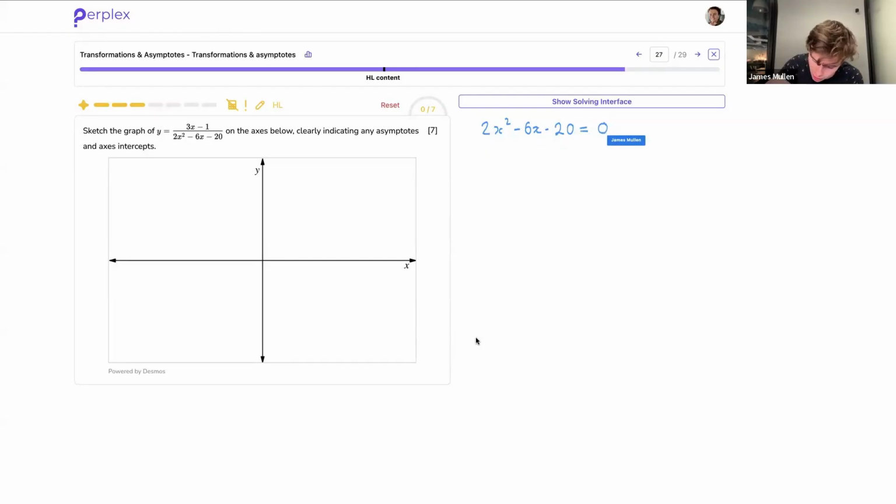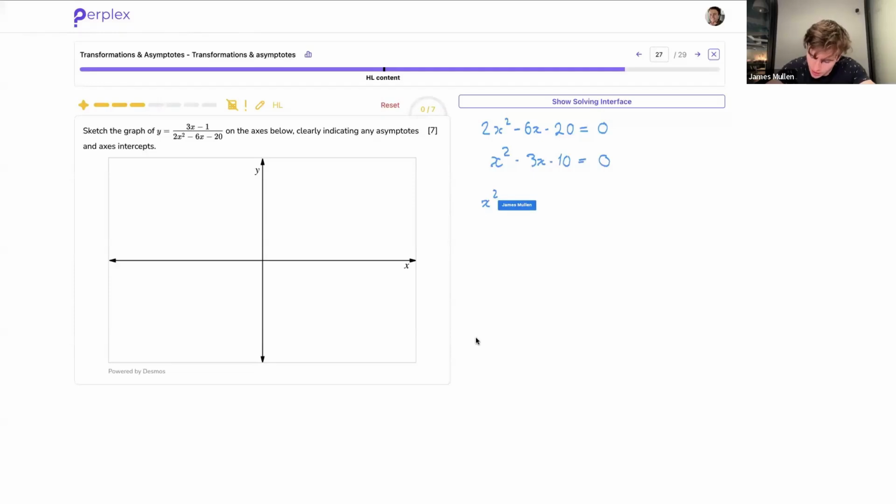I can divide everything by 2 to make my life a little bit easier, and I'm going to get x squared minus 3x minus 10 is equal to 0. Now, I'm going to factor this by inspection. I'm looking for two things that multiply to minus 10 and add to minus 3. So I see minus 5 and plus 2 do that.